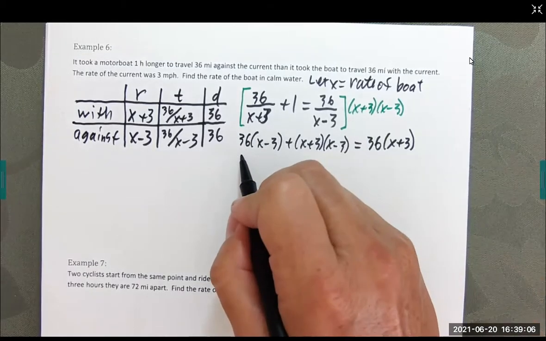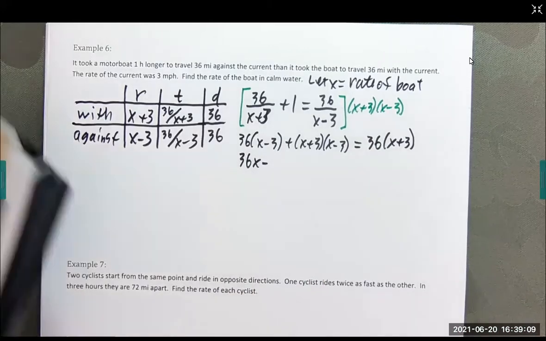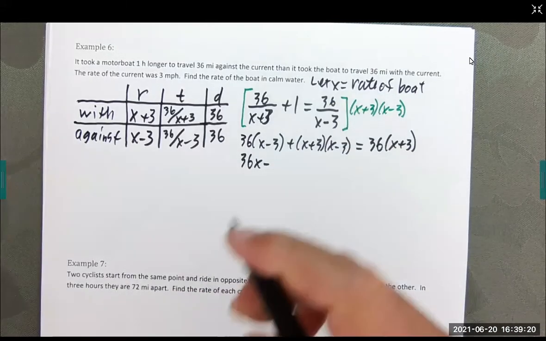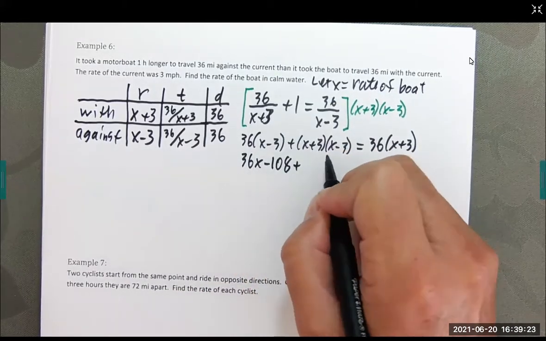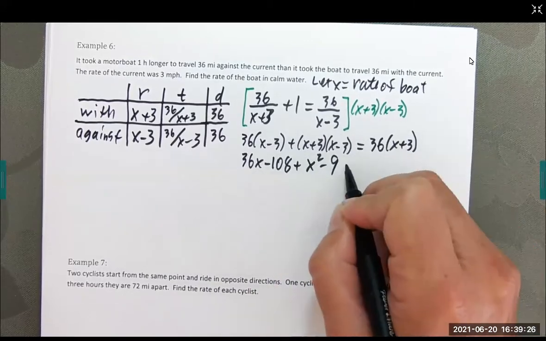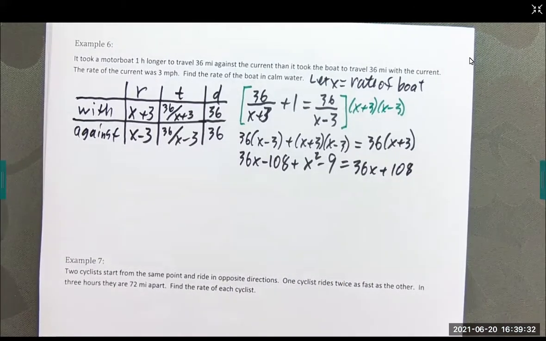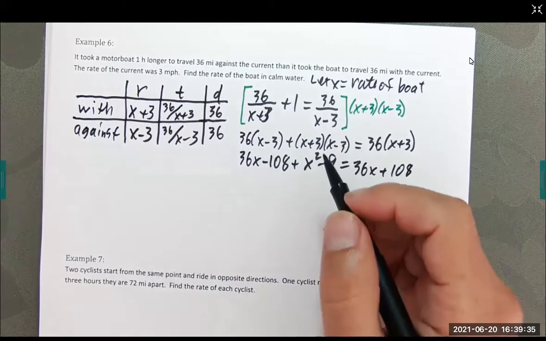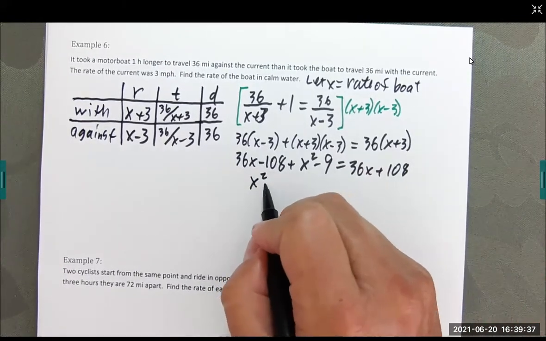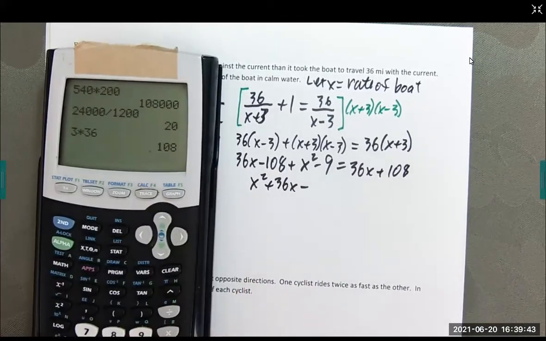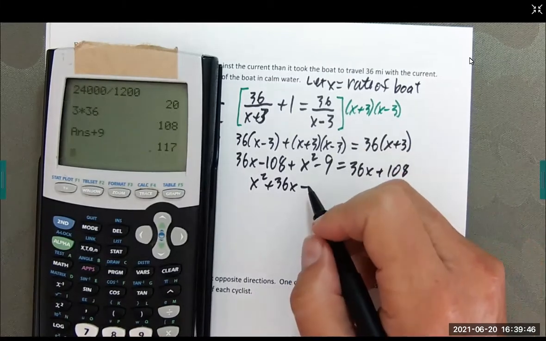And let's distribute. So 36x minus 3 times 36 is 108. This is a difference of squares, so x squared minus 9 equals 36x plus 108. And let's combine up our like terms. So we have x squared plus 36x minus, let's see what we get there, 108 plus 9, 117.